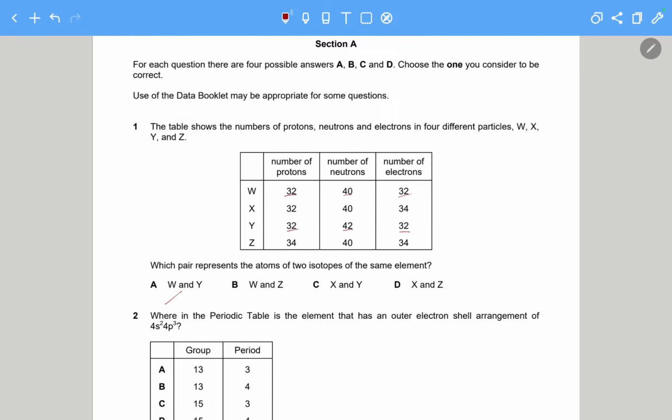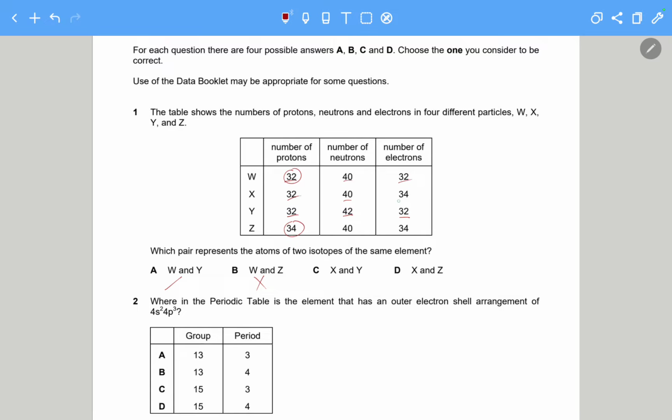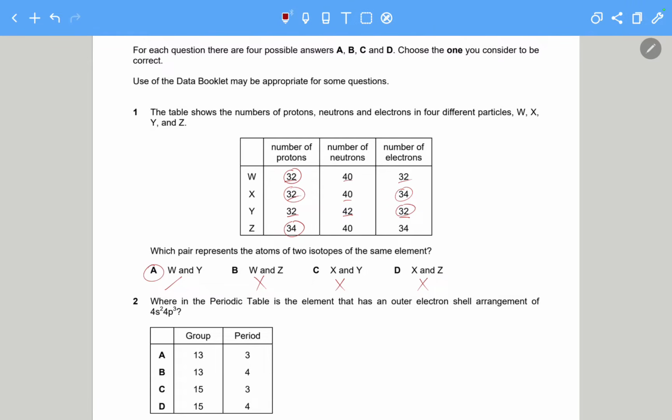If you look at W and Z, they have different number of protons, 32 and 34, and therefore this can definitely not be an answer. If you look at X and Y, they have the same number of protons, they have a different number of neutrons, but they have different numbers of electrons as well. And therefore we cannot have X and Y as the answer. Then we look at X and Z. We have 32 protons, 34 protons. No, this cannot be an answer because different number of protons, not isotopes. So we know that A has to be the correct answer in this case.